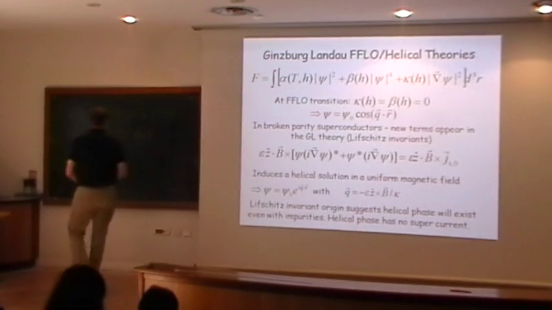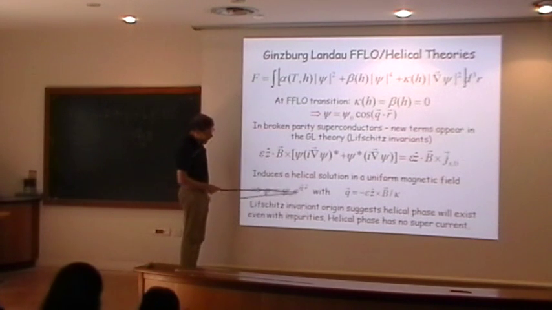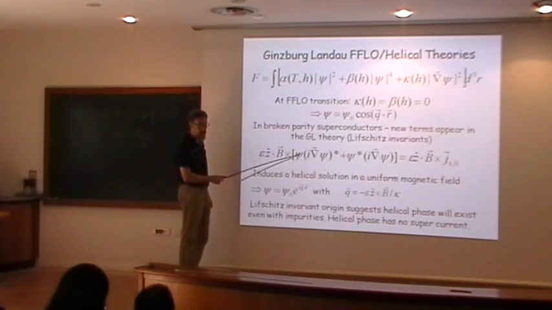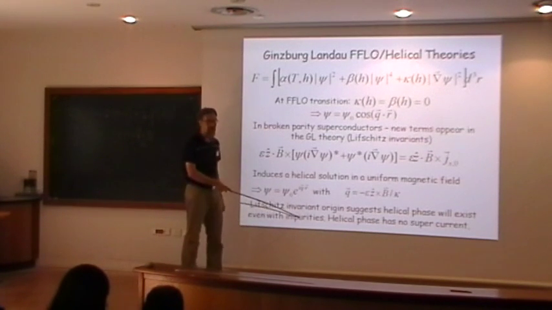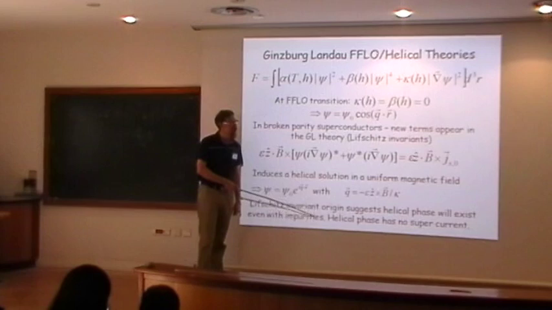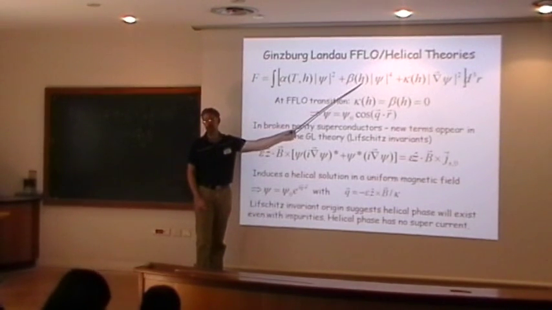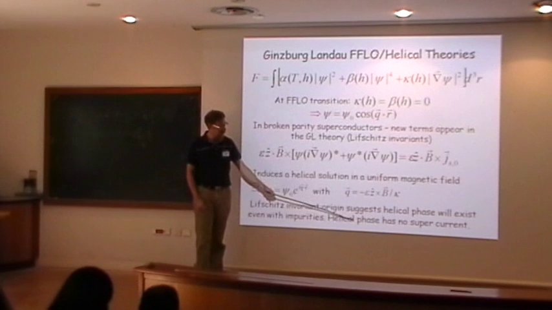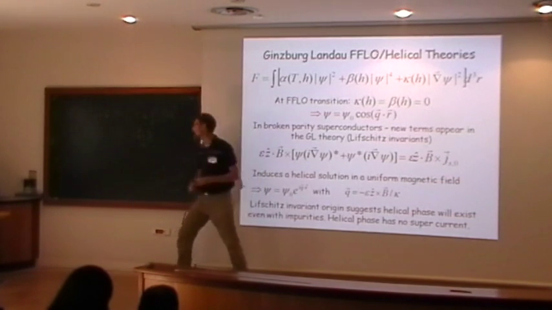All right. The interesting thing as well is that since this helical phase shows up because of a new term in your free energy, that suggests that this phase is not going to be strongly dependent on impurities. If you know something about the FFLO phase, you know that these are easily destroyed by impurities. But now you have the possibility of having something that is not so easily destroyed by impurities.